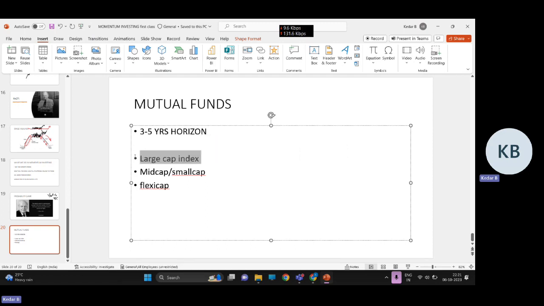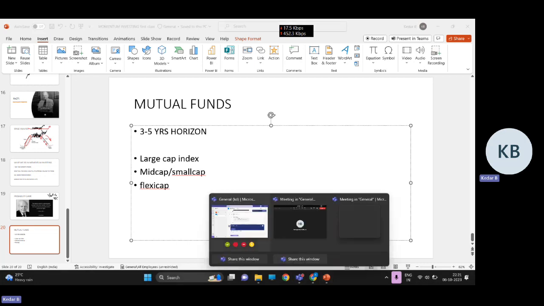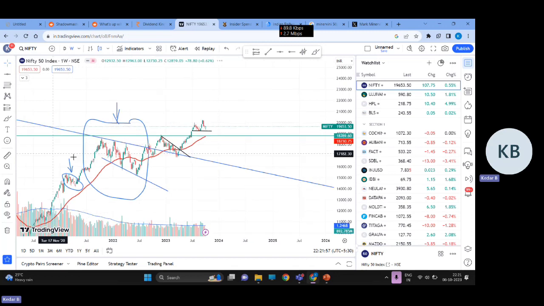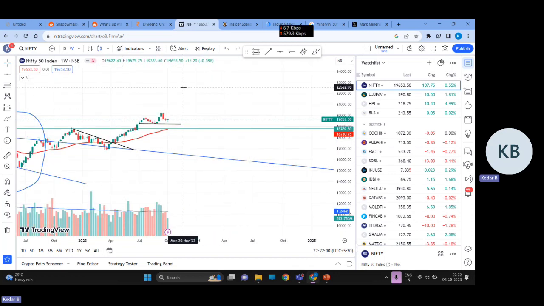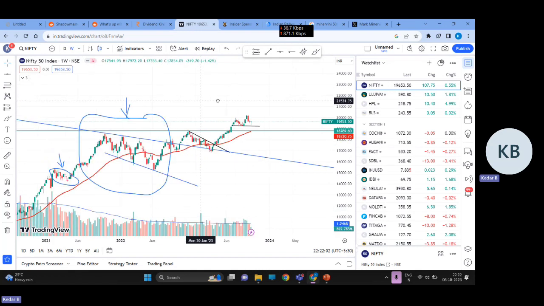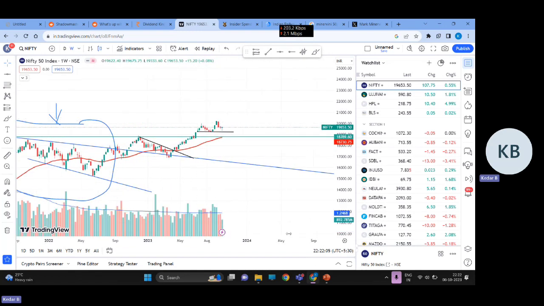There are two types of funds: actively managed and passively managed mutual funds. In actively managed funds, a fund manager manages the money, and in passive funds, it simply tracks the movement of Nifty. If Nifty is going up, the passive fund will go up. If Nifty is going down, the passive fund will go down. No one is managing that. It's simply tracking the index.